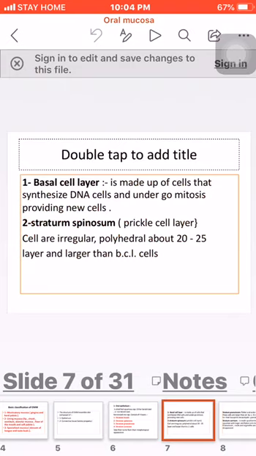The first layer is the basal cell layer. It's made of cells that synthesize DNA and undergo mitosis all the time, providing new cells. The second layer is called stratum spinosum, also termed the prickle cell layer, composed of irregular polyhedral cells, about 20 to 25 layers, and it is larger than the basal cell layer cells.